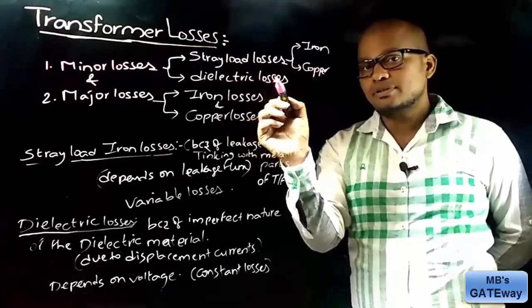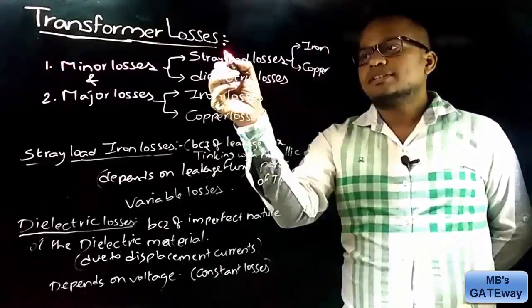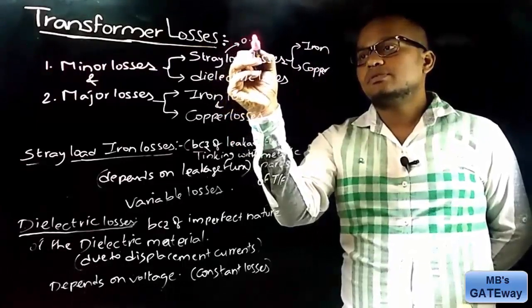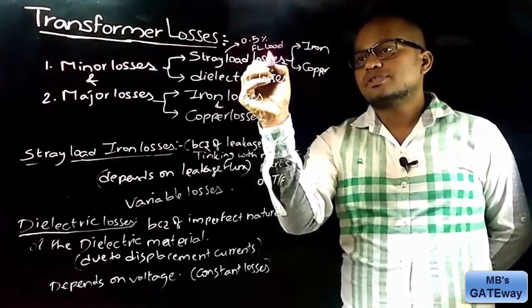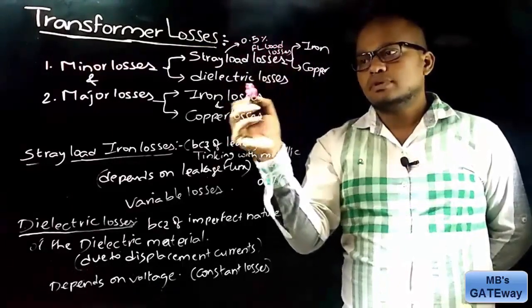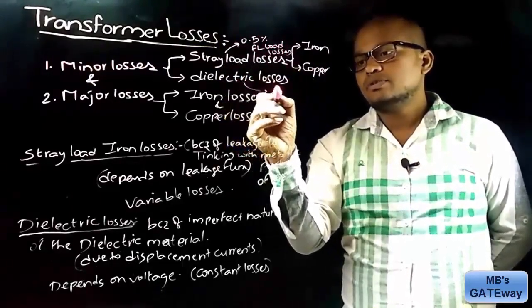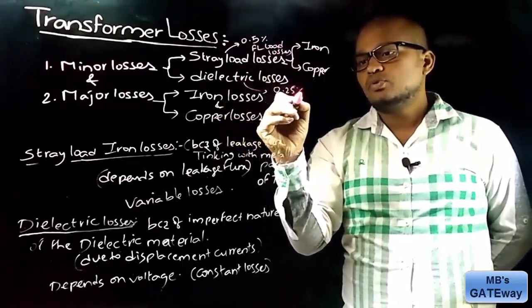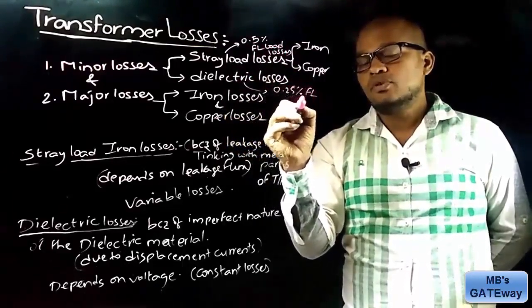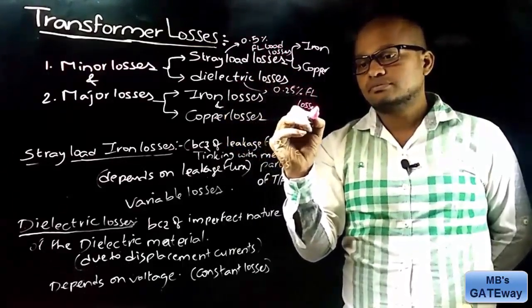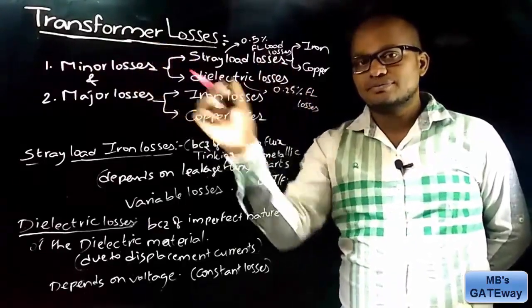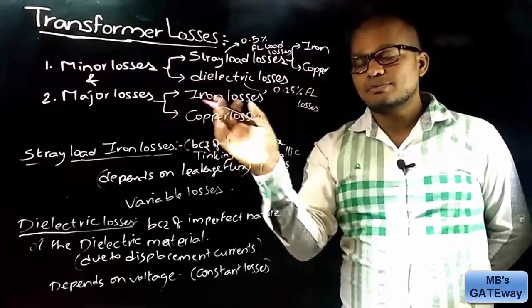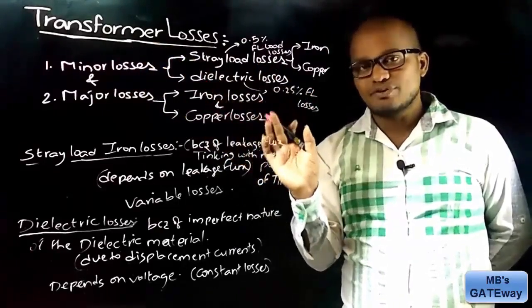dielectric losses come under constant losses. Stray load losses will be around 0.5% of full load losses, and dielectric losses will be around 0.25% of full load losses. That is why these losses come under minor losses. And now let's discuss the major losses in a transformer.